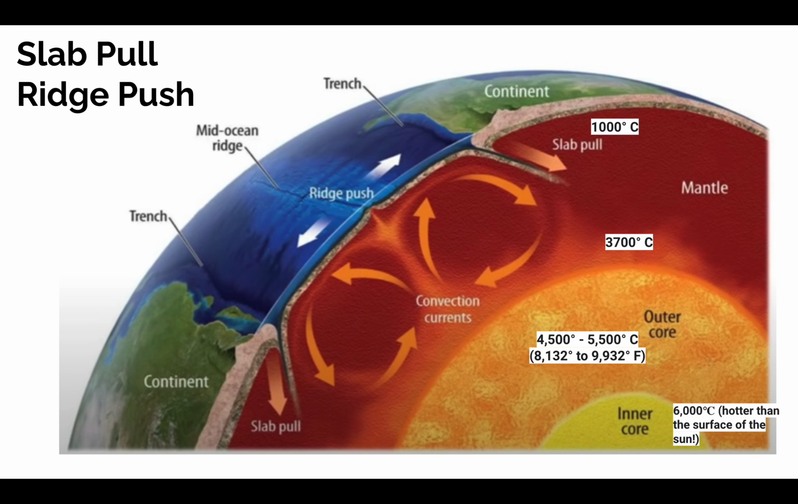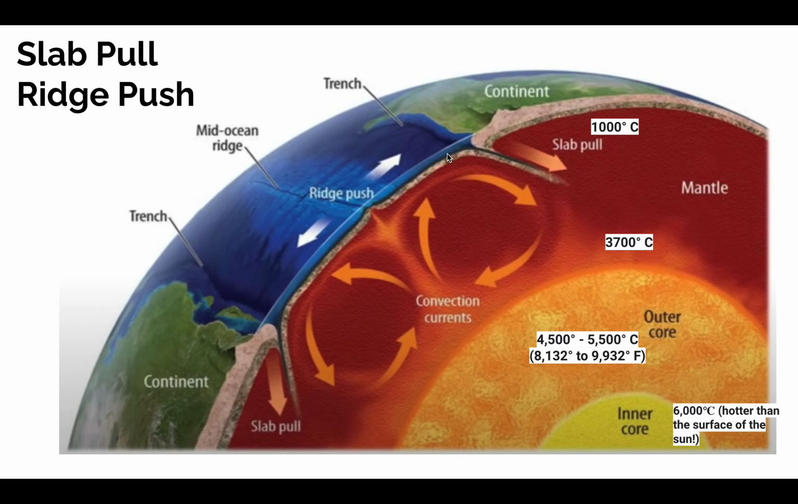We cannot see it happening. And it takes millions of years in order for the plates to move a significant distance. But it is a constant push here, and that's why it's called a ridge push. Remember, this is the mid-ocean ridge. So this is a ridge push, and it's pushing the plate this way. So then what happens is, as the plate is cooling, it actually becomes more dense.